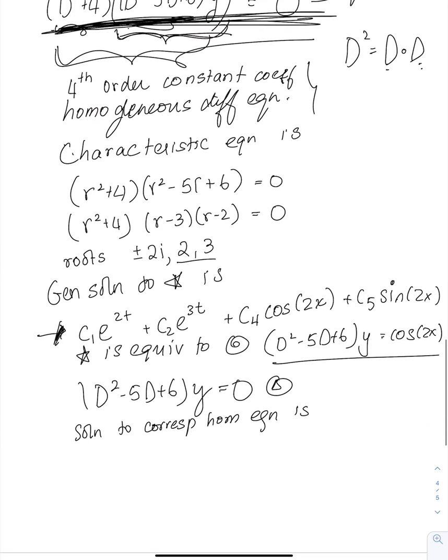is, you know, how do you solve this? You would write down the characteristic equation, r squared minus 5r plus 6 equals 0. You already know. We've already done that as part of this above. So this will be C1 e to the 2t plus C2 e to the 3t. Okay, so solution to the corresponding homogeneous equation is this.